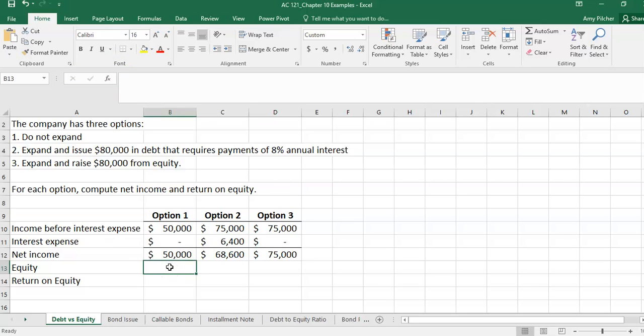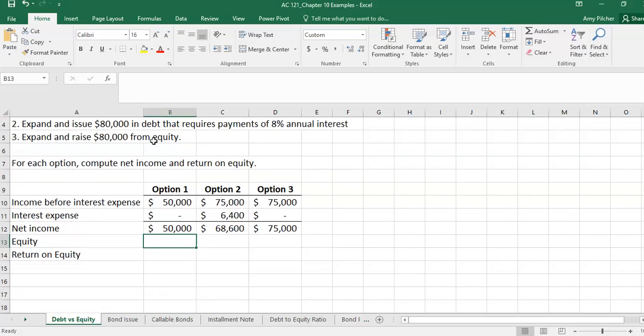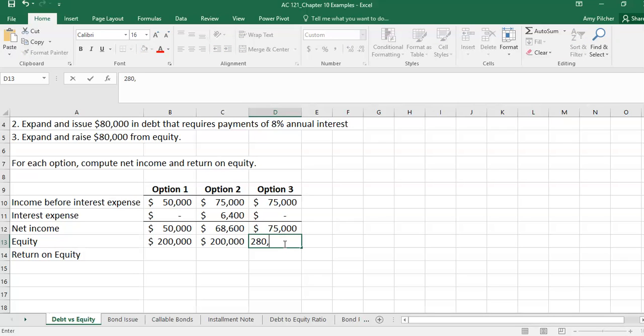Our equity is given to us in the problem. So we have $200,000 of equity currently. If we do nothing, we still have $200,000 worth of equity. If we select option 2, we take debt out, so we still have $200,000 worth of equity. If we choose option 3, we sell stock to raise the $80,000. So now we have equity of $280,000.